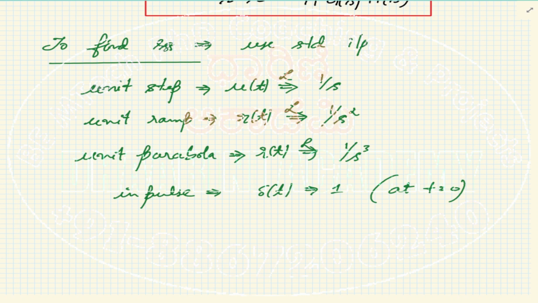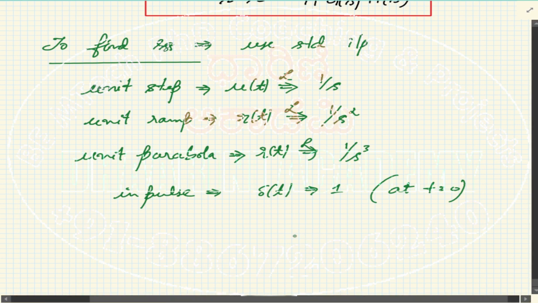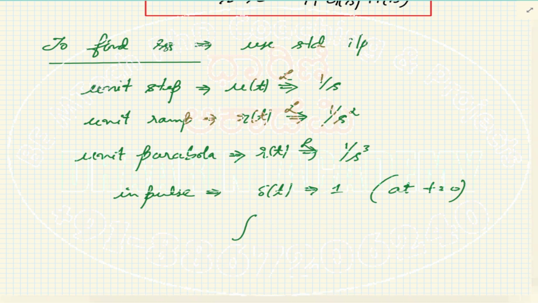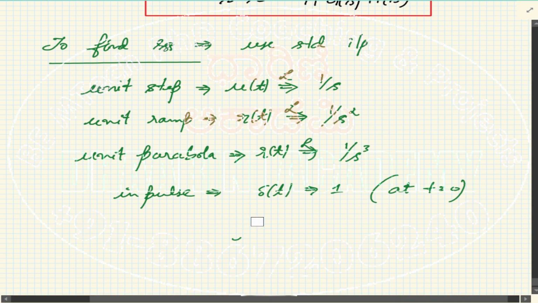True, right? So actually, the delta of t has another part in the definition. If you remember, delta of t is equal to 1, and the integral from minus infinity to infinity of delta of t dt is equal to 1. That's the actual definition. So it is defined at only one point and it has an area equal to 1 at that point.